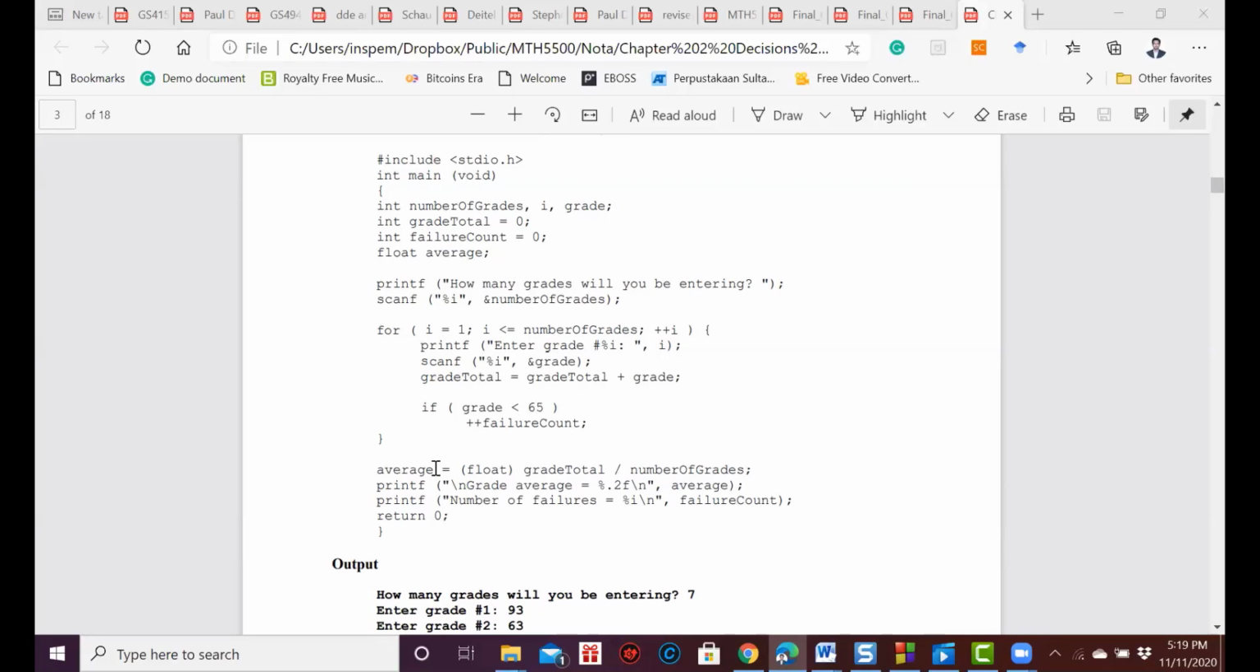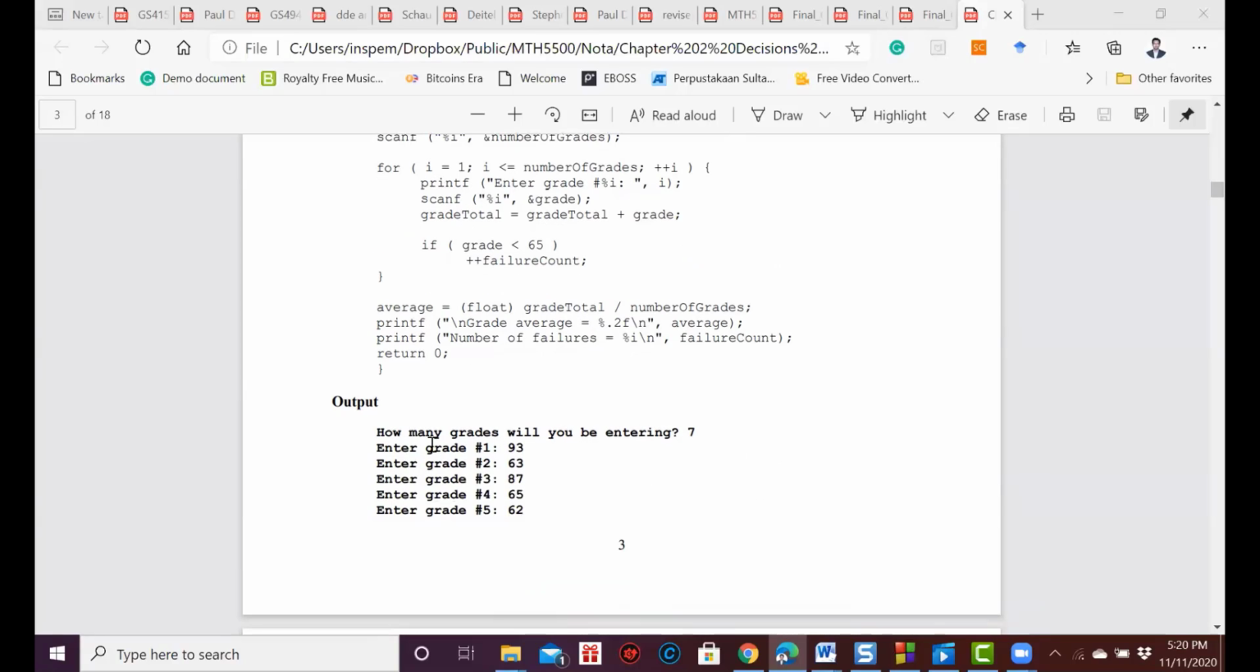And then after calculating the average, we print the average and then print the number of failures. So this one is the failure count. Okay, and then finish. So what is the output? The output is like this.